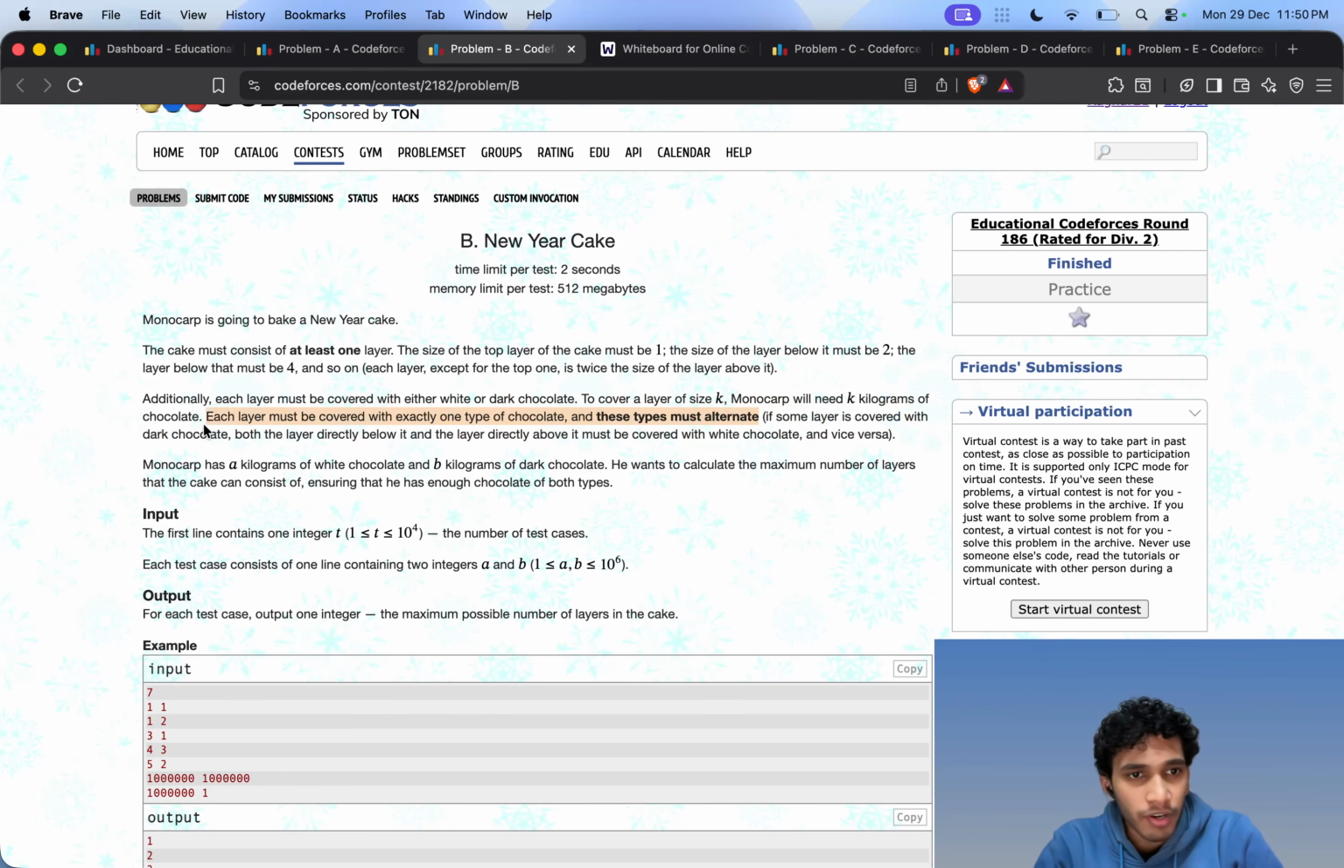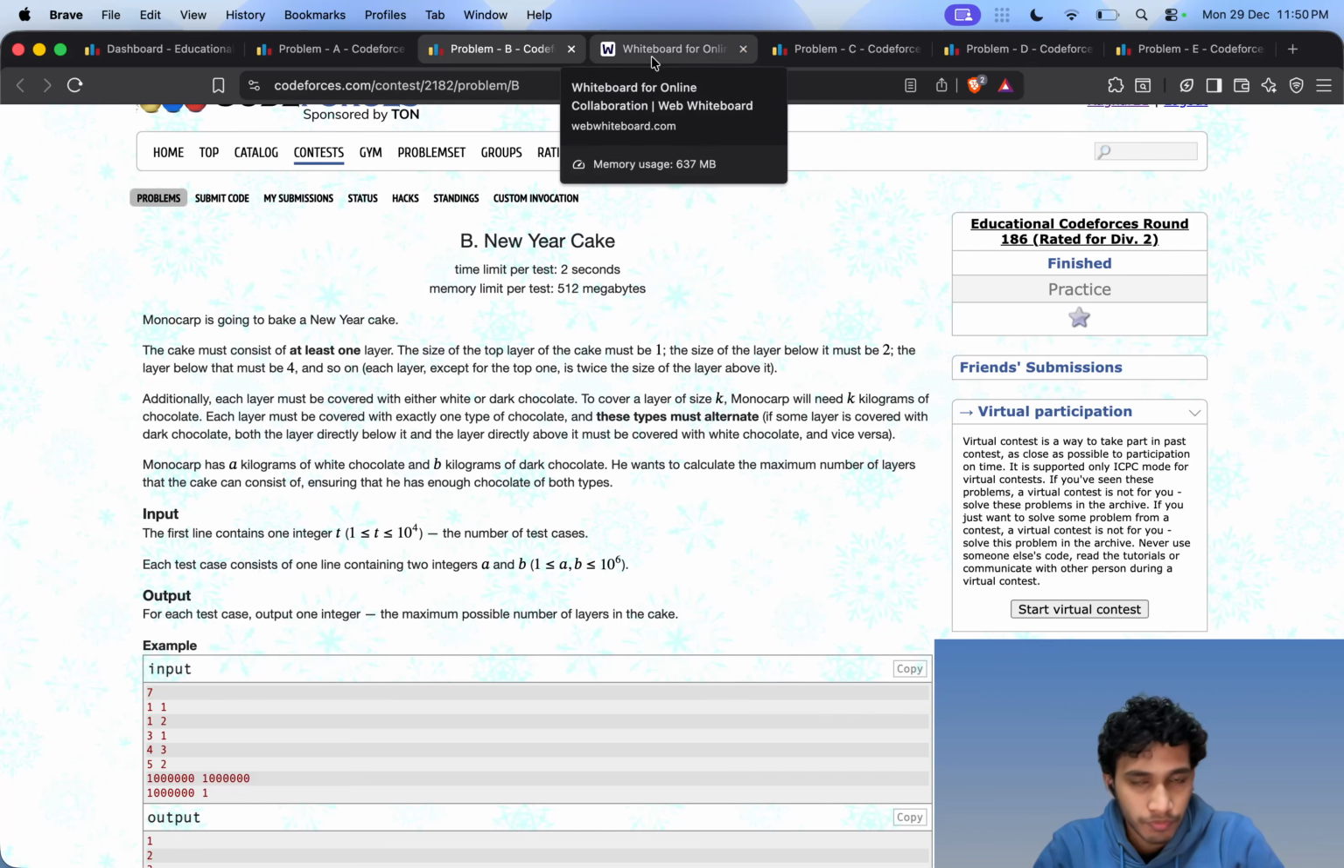If some layer is covered with dark chocolate, both the layer directly below it and the layer directly above it must be covered with white chocolate, and vice versa. Monocrab has A kilograms of white chocolate and B kilograms of dark chocolate. He wants to calculate the maximum number of layers that the cake can consist of, ensuring that he has enough chocolate for both of the types.